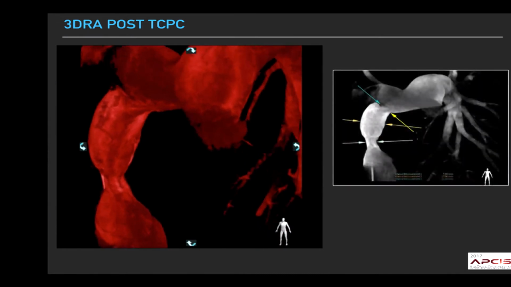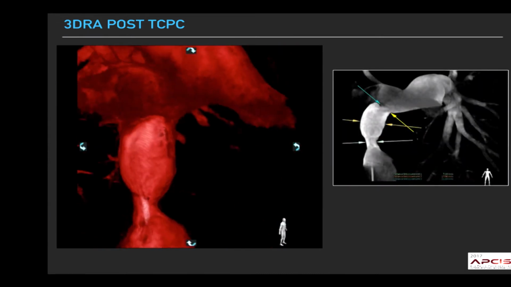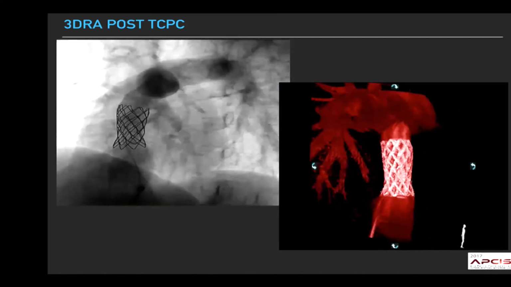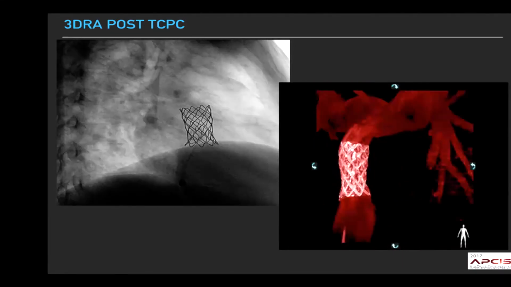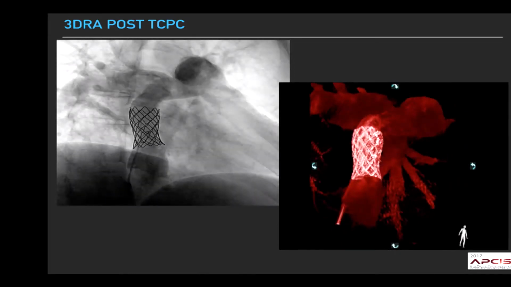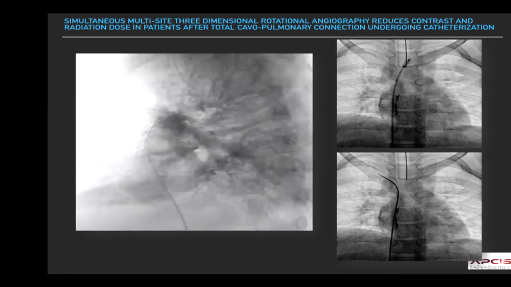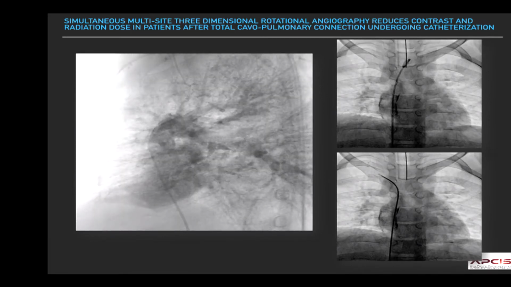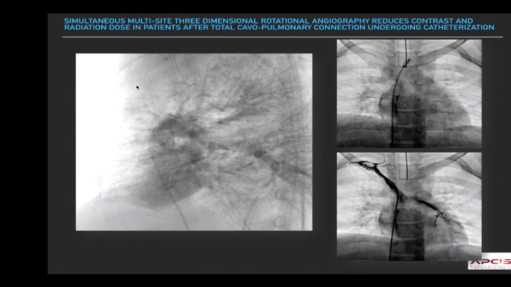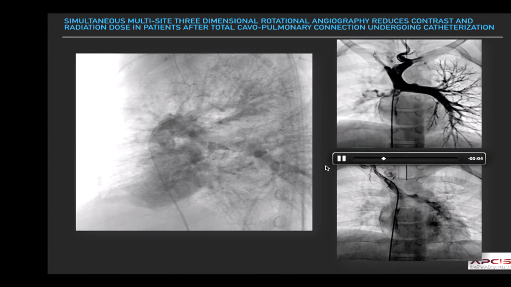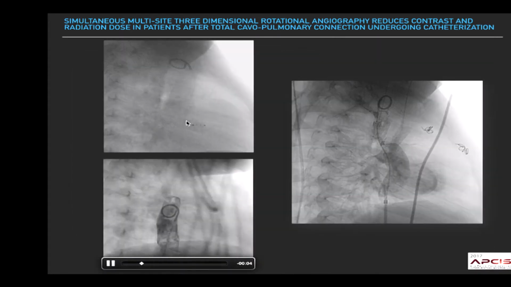Here we have the 3D reconstruction. We can use it here. In that case, we decided to take some measurements, and we stented that first narrowing and ballooned the other lesion. Okay. However, in patients after Fontan, the problem is sometimes that if we inject contrast into the tunnel, we don't know much about the situation in the SVC or in the innominate vein, so we have to perform additional injections.